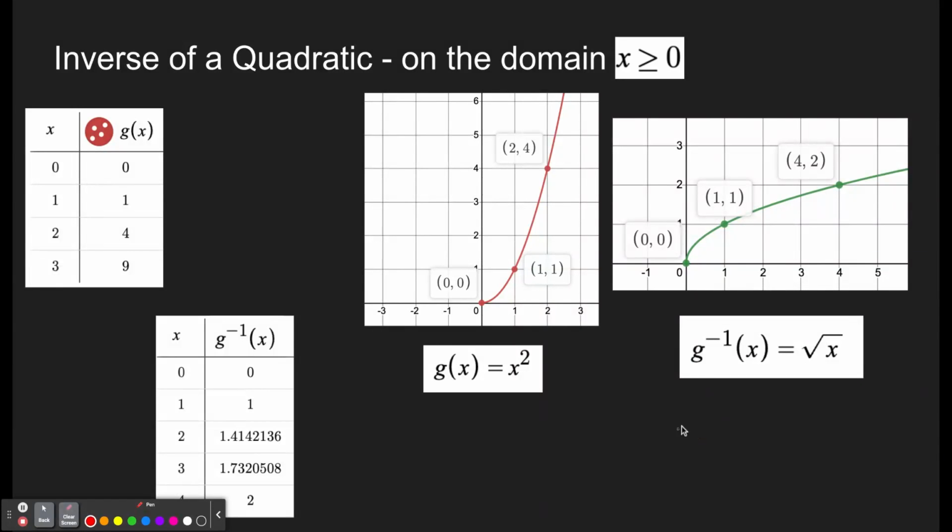If I were to plug in 4 into the inverse here, I would take the square root of 4, which we know is just 2. Each input has exactly one output. So we have this new function that we can call the square root function. It's not exactly the inverse of the quadratic, but it is interesting. There are some properties that they share, and it helps us to learn new functions and study them.